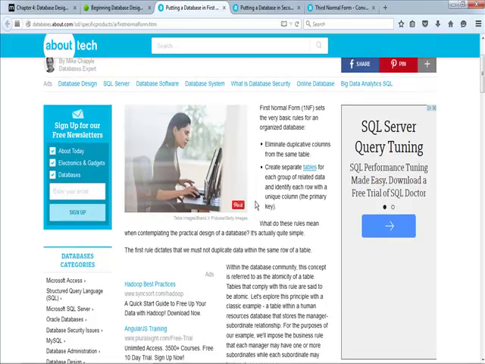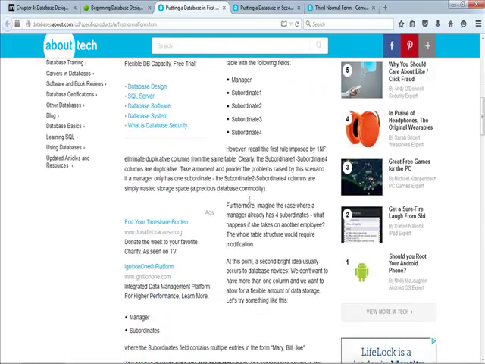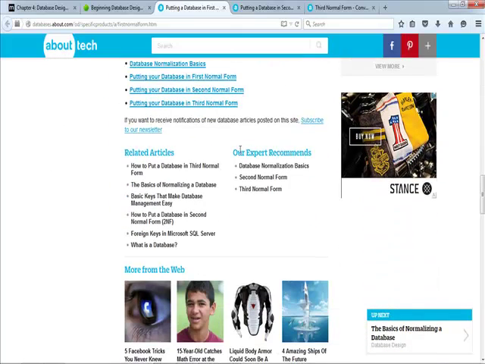As it says, first normal form, or 1NF, sets very basic rules for an organized database. So first, you want to eliminate duplicative columns from the same table by creating separate tables for each group of related data. Now, they give some examples in here, but what they're saying is what you want is the atomicity of a table. So if you have tables that comply with 1NF, they're said to be atomic tables. Now, unfortunately, the example that they give in here isn't very good, so I don't want to go over it. I think the example I used with you is better than the one that's in this article.